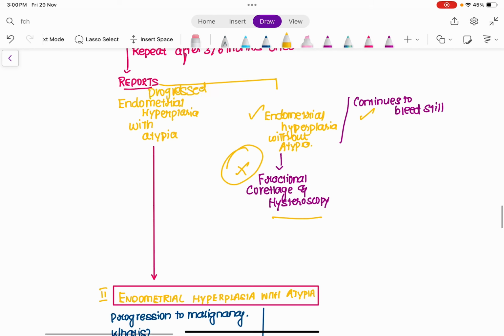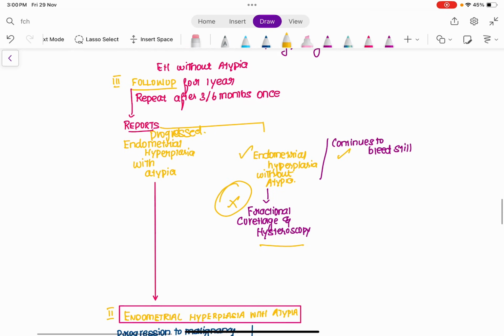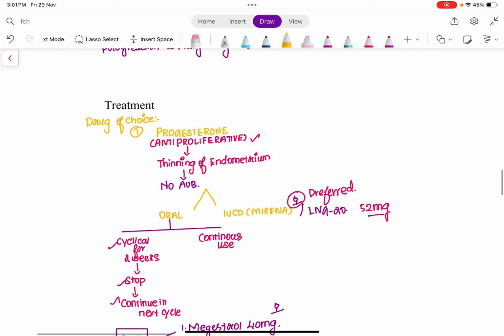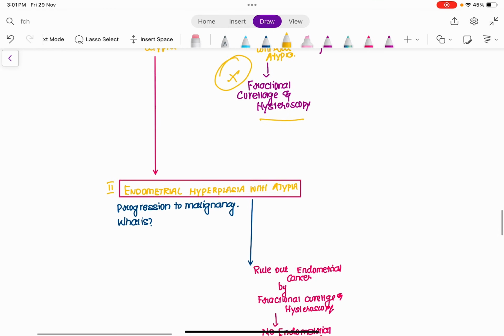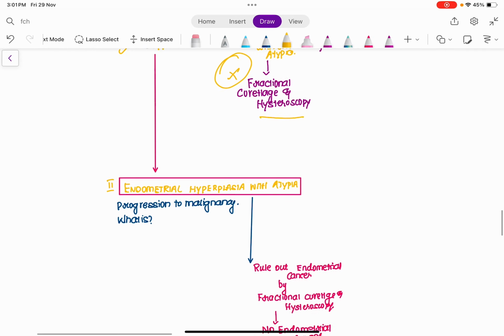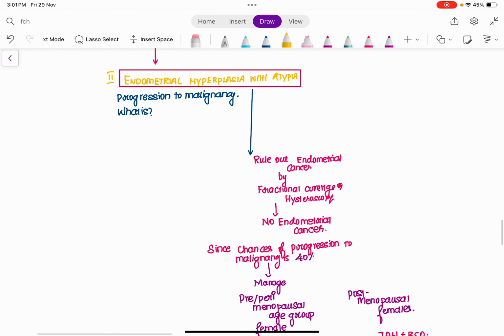But if it has progressed to endometrial hyperplasia with atypia, how are you going to manage? So we have discussed endometrial hyperplasia without atypia. Now we are moving into endometrial hyperplasia with atypia. So endometrial hyperplasia with atypia, what are you going to do? What is endometrial hyperplasia with atypia?